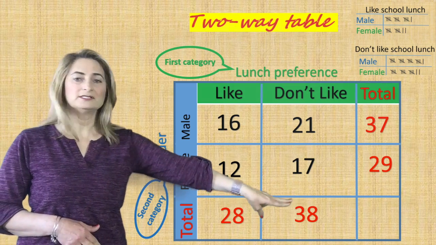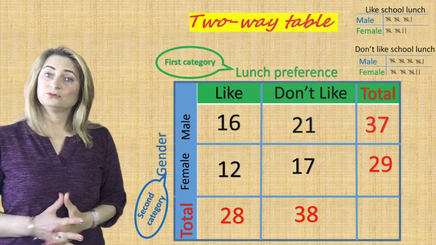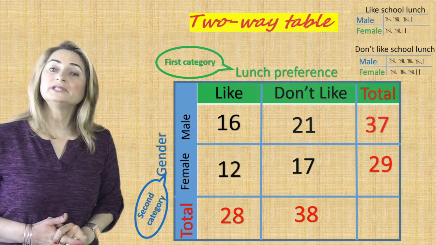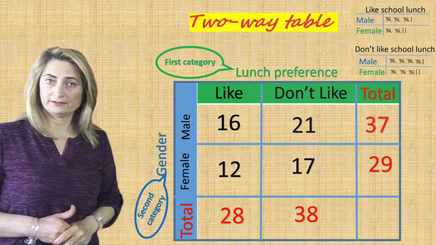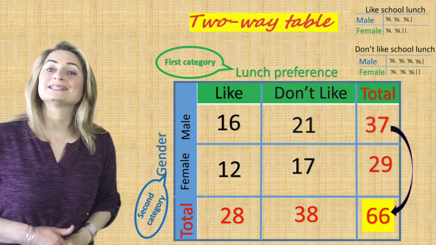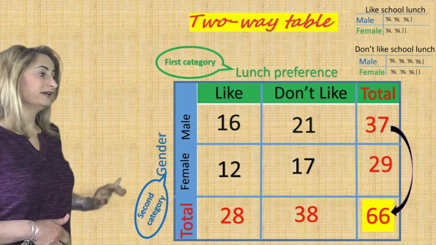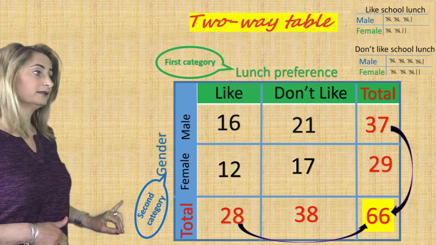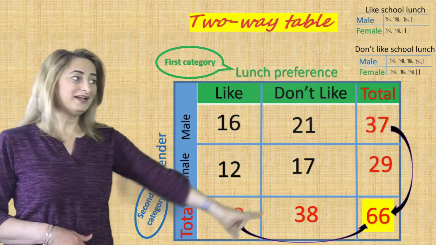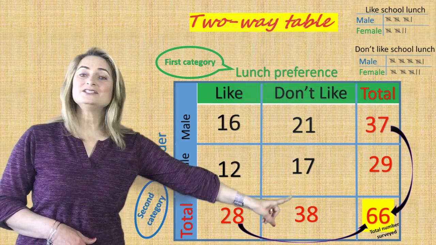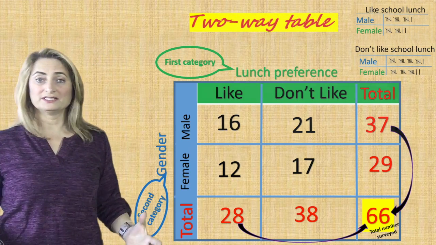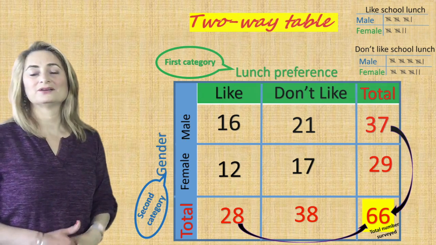Now you're left with this square empty. What is that square? And pay attention to that square, because this will tell you if you counted your data right in the table. If I add the total, 37 plus 29 will give me 66. And if I add the total of like and don't like lunch, 28 plus 38 also gives me 66. So that number, 66, is the total number surveyed. If that number matches the number of people you surveyed, which is 66, that means you got your data correct.